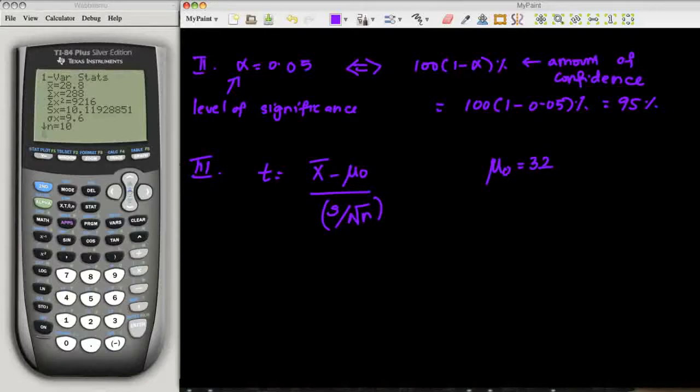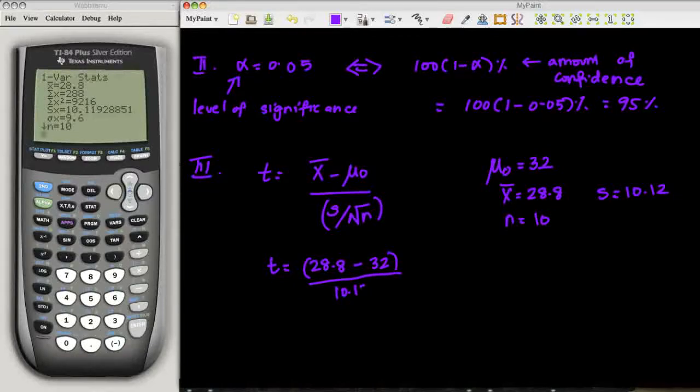So x bar is 28.8 and s is 10.12. N, we know we're observing 10 adults, so the sample size is 10. So the test statistic is 28.8 minus 32, which is mu naught, divided by the standard deviation 10.12 over square root of 10.